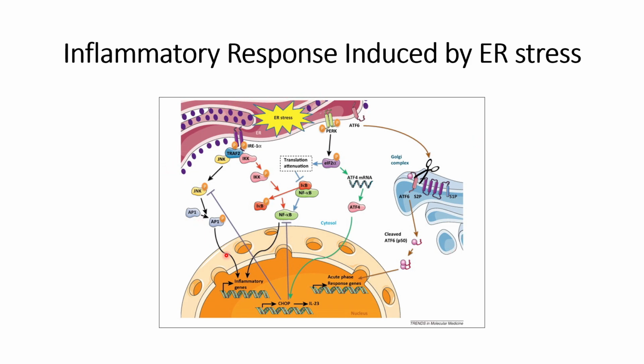This is how ER stress will cause the inflammatory response. And another way that CHOP tries to reduce the inflammatory response is by reducing the free nuclear factor kappa beta and the JNK phosphorylation pathway, and simultaneously it also triggers IL-23, which also helps in reducing the inflammatory response.